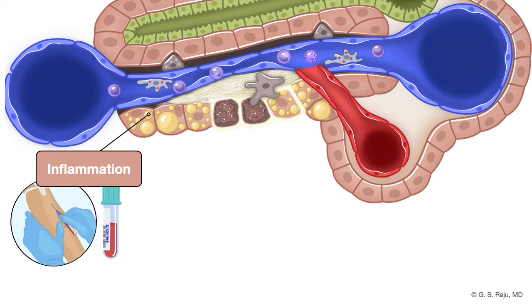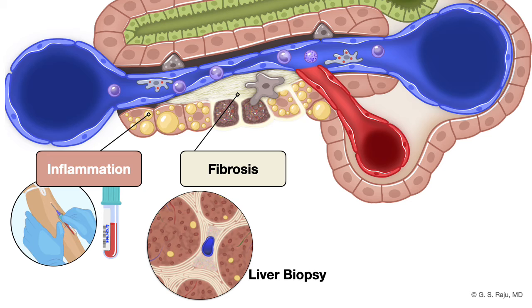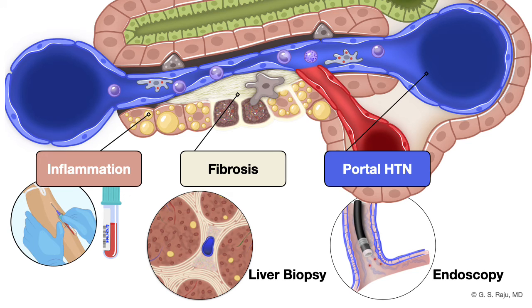With continued inflammation, myofibroblasts and stellate cells get activated, resulting in fibrosis. This is typically assessed by doing a liver biopsy, which shows the characteristics of cirrhosis under the microscope. With ongoing portal hypertension, portosystemic collaterals, endoscopy will show varices. This is the path we have been following, but you could also assess this by a different route.